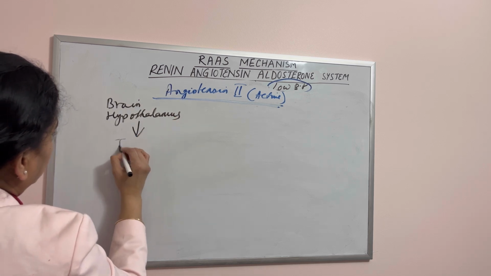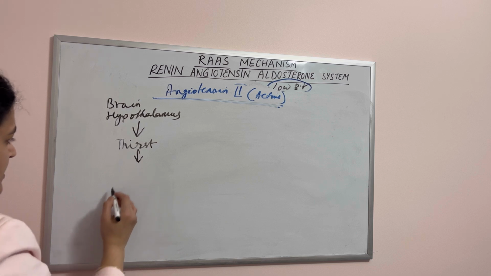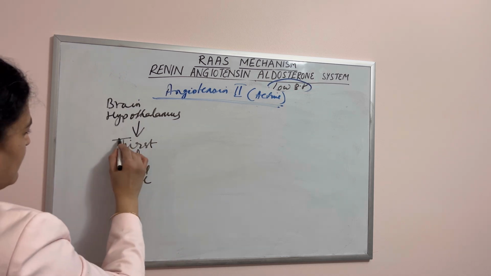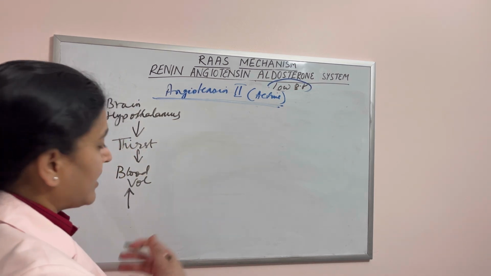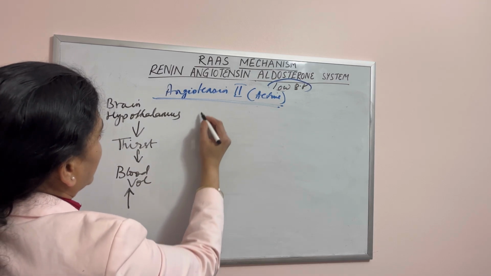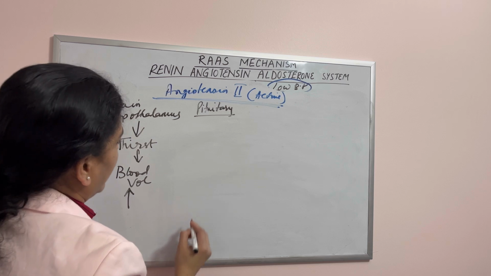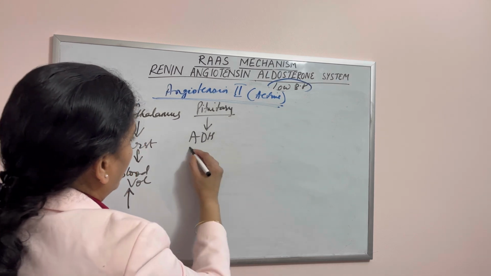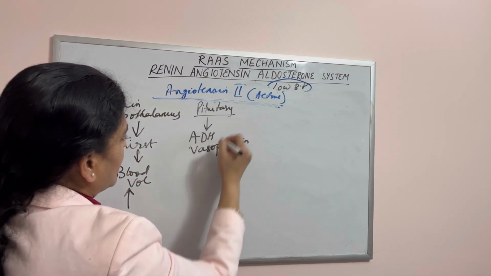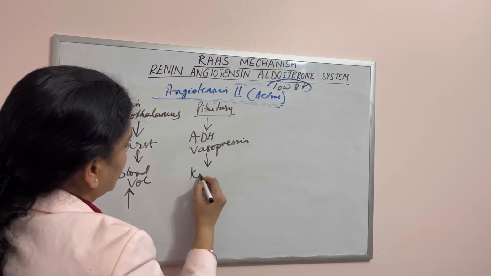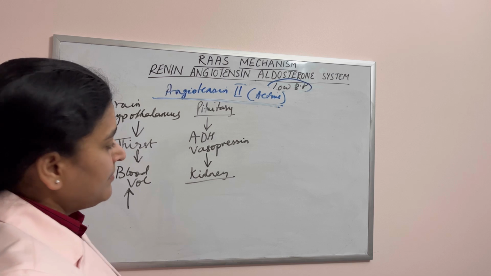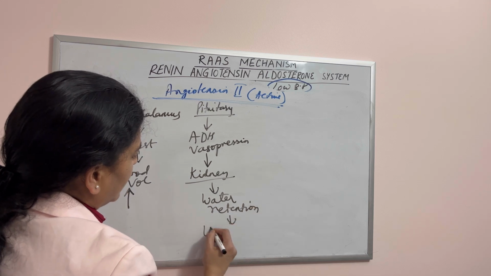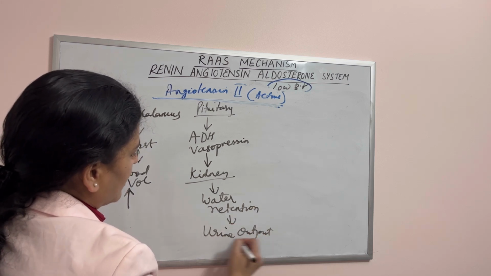to trigger thirst, so that the person will drink water, so that the blood volume will increase. Okay, so it triggers thirst so that the water intake will increase and the blood volume will increase. Then it acts on the pituitary, which is another endocrine gland, and the pituitary would secrete ADH, which is the antidiuretic hormone, also called vasopressin. So the pituitary would release this, and this would act on the renal cells of the kidney, and it would cause water retention. So when there is water retention, definitely the urine output would become more concentrated.